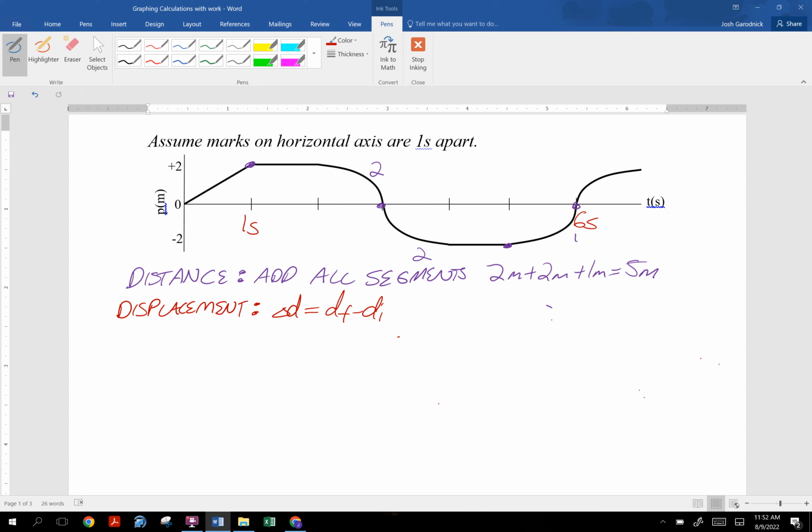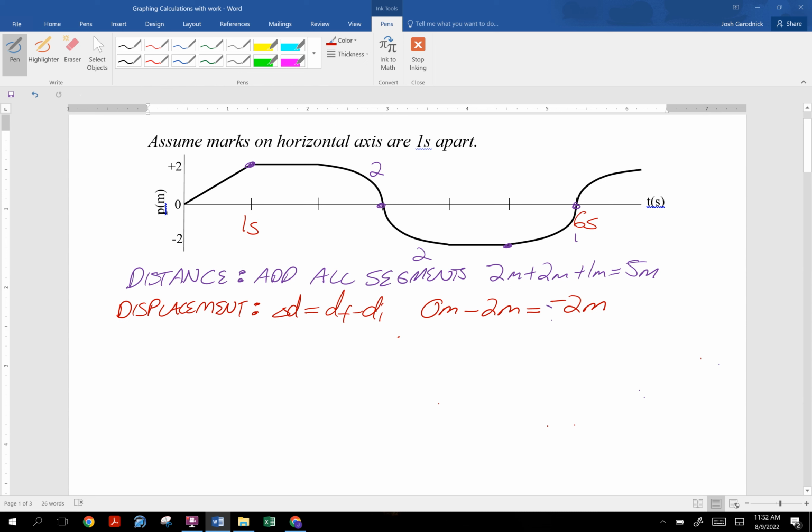Sorry, I was just double checking the time there to make sure it was really 6 seconds. All right, so the final position is 0 meters, and the initial position is +2 meters. So my displacement over that entire time is -2 meters. The difference here would be, like, you took a total of 5 steps, that's your distance, but you ended up 2 meters to the left of where you started.